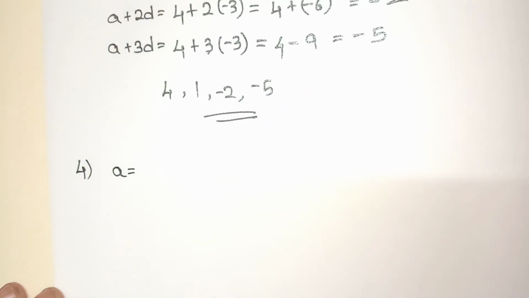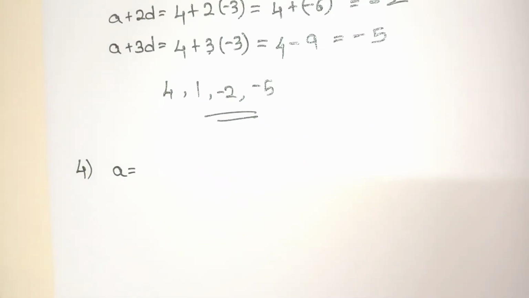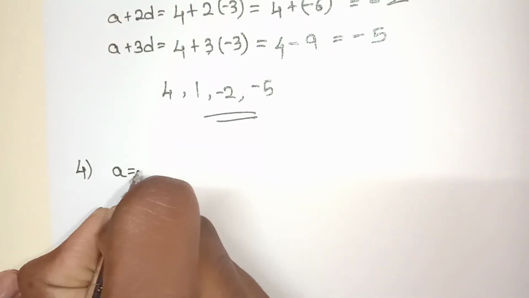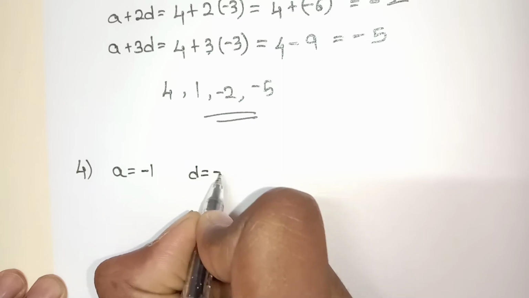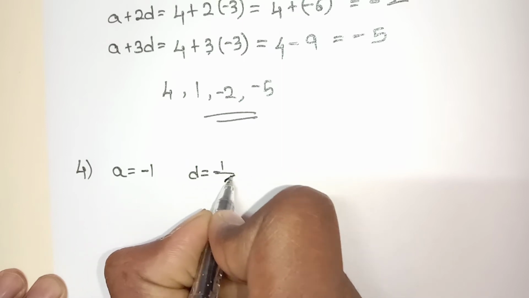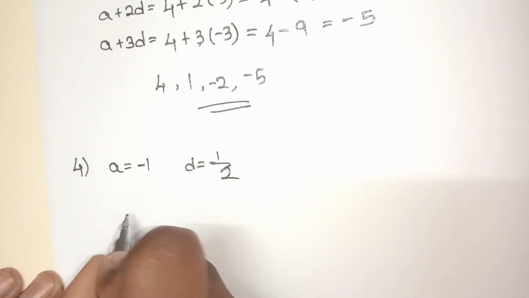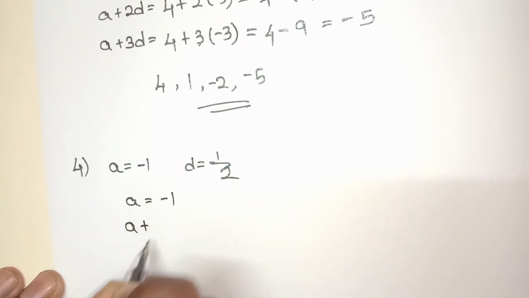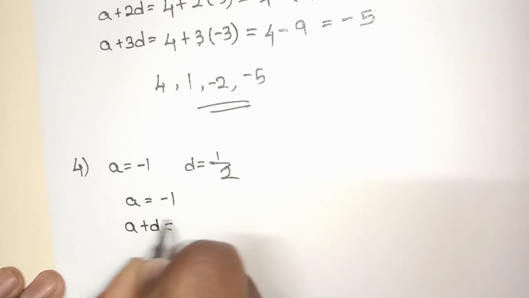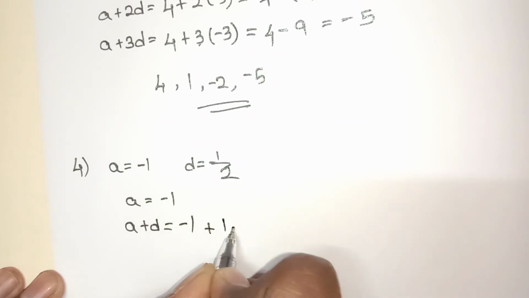These are 1 marker questions and it can be asked in your common exams. Okay, so what is a given in the fourth question? A is minus 1. The difference is half. Okay, it's an easy one. A is given like minus 1, and we're going to be finding out the second term just by adding the common difference.